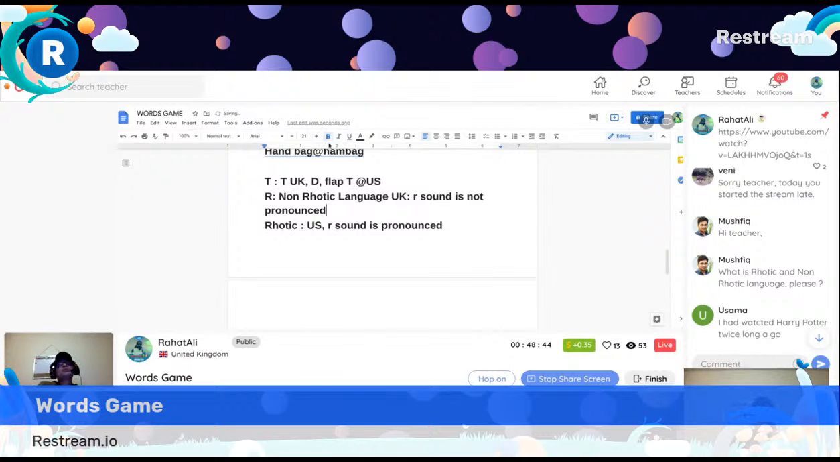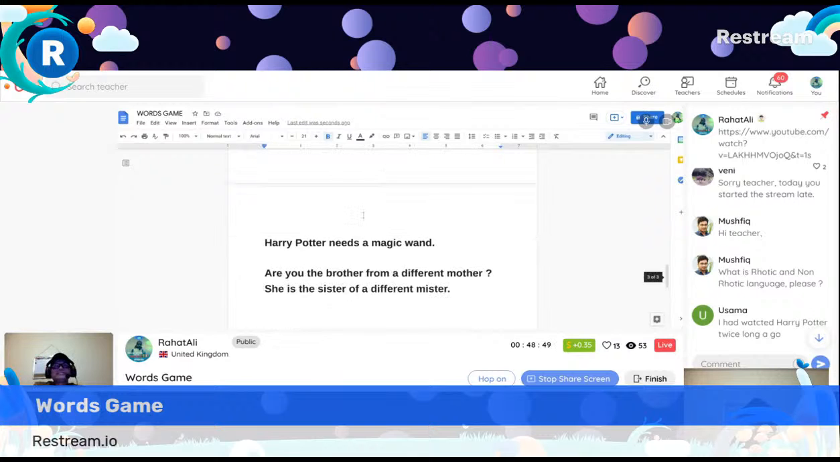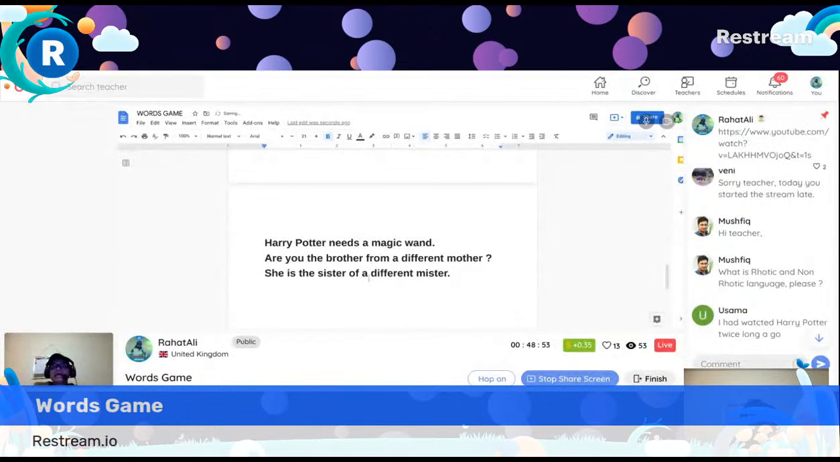So that's why you'll hear the British accent like this. Look at these three sentences. Harry Potter needs a magic wand. Are you the brother from a different mother? She's the sister of a different mister. This is non-rhotic. You didn't hear the R sound. When there is a vowel sound before R, we do not pronounce it in the British accent, and that R sound is called non-rhotic.